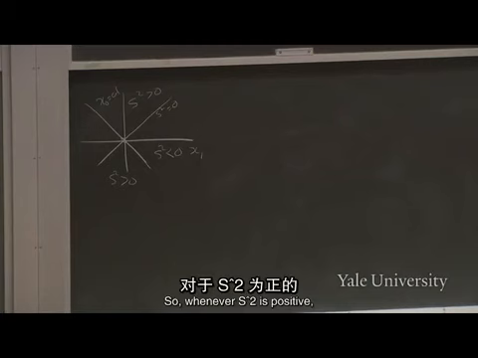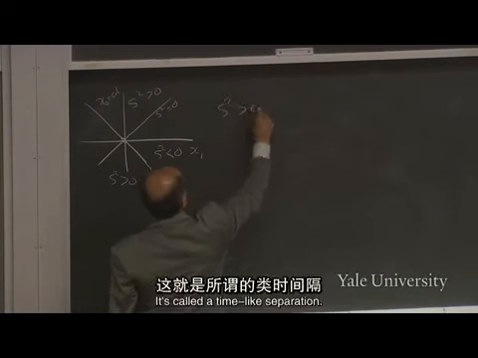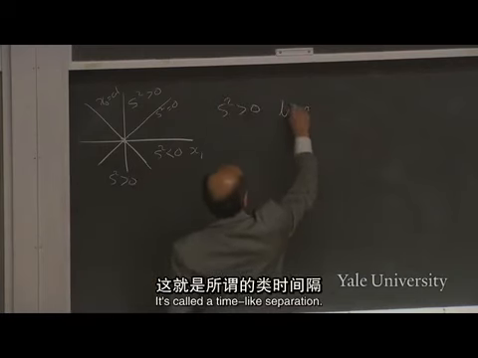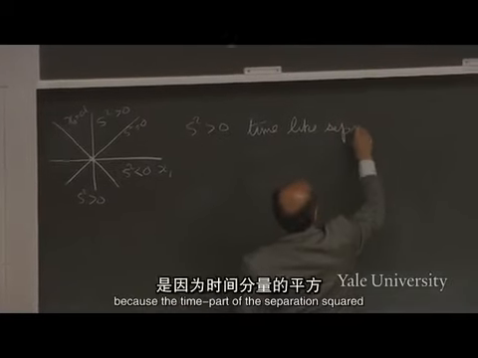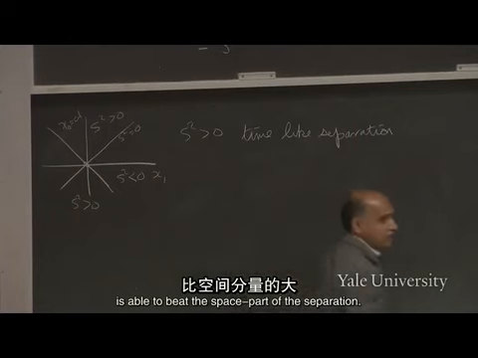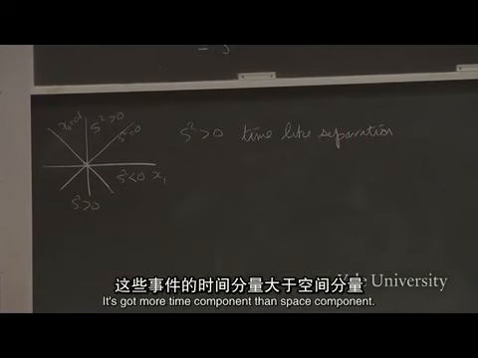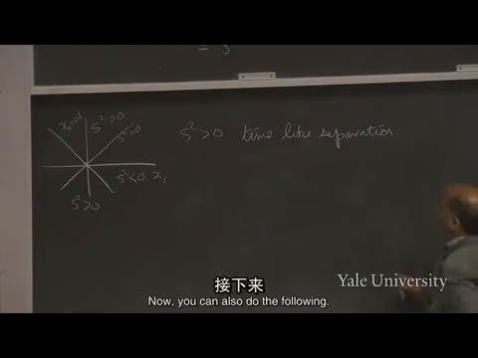So whenever s squared is positive, we have a name for that. It's called a time-like separation. It's called time-like separation because the time part of the separation squared is able to beat the space part of the separation. It's got more time component than space component. Now you can also do the following.